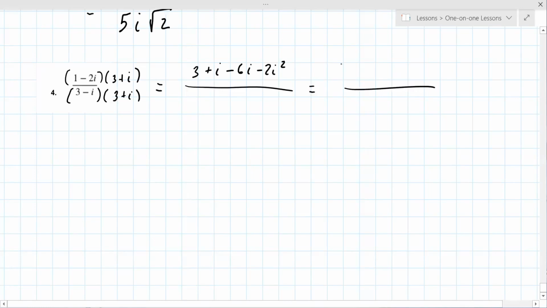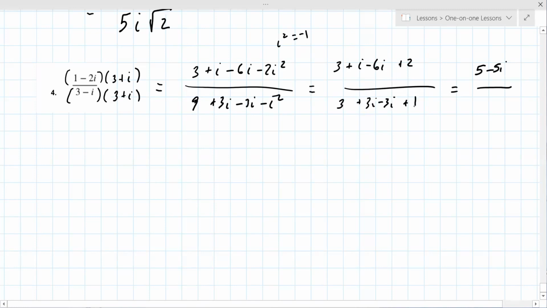And that becomes 3 plus i minus 6i. And then the i squared again is -1, so this last one becomes a plus 2. So that's a 5 minus 5i. On the bottom, it's 9 plus 3i minus 3i minus i squared, which becomes 9 plus 3i minus 3i plus 1. So the middle ones cancel, and you just get a 10 here on the bottom. So it's 5 over 10 minus 5i over 10, 1/2 minus 1/2 i.